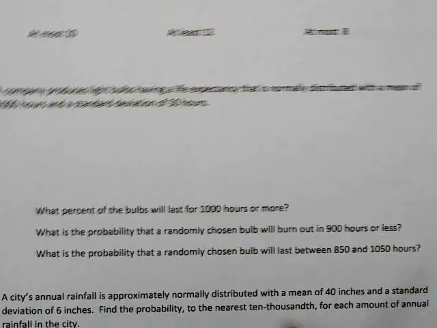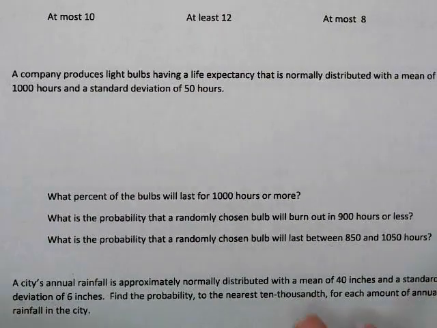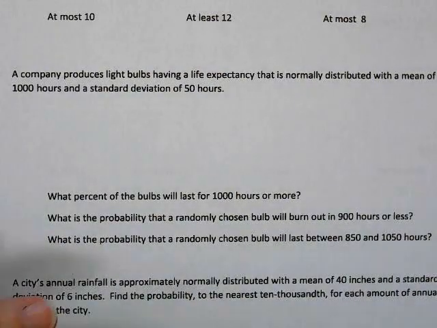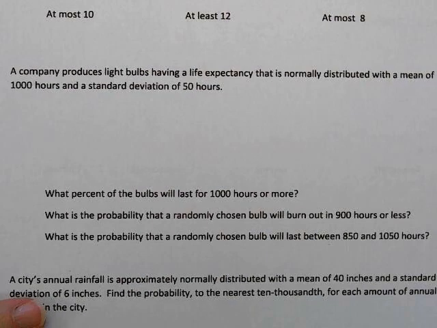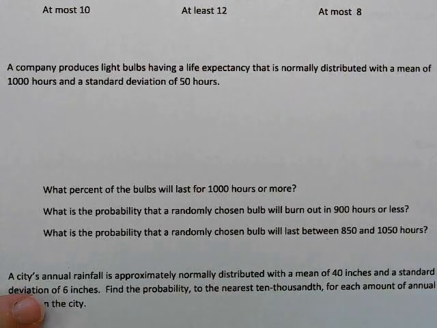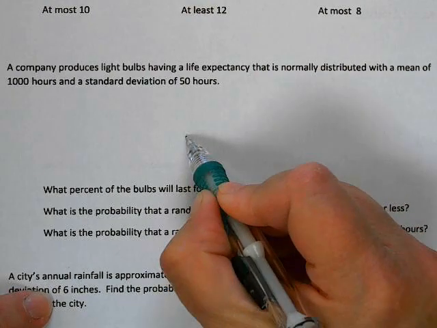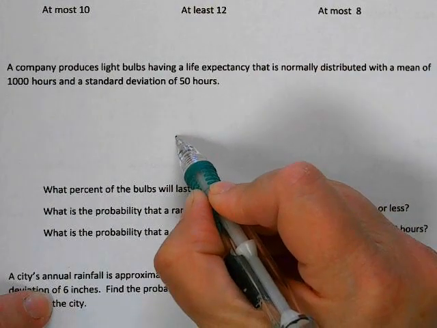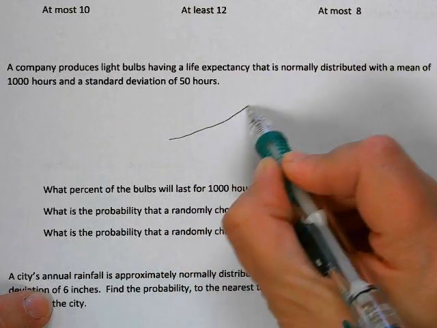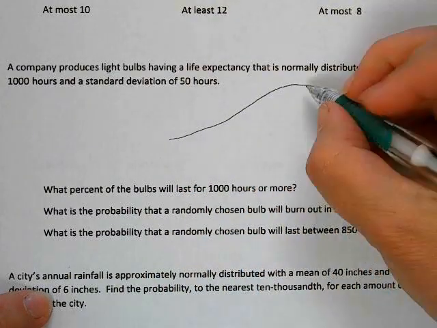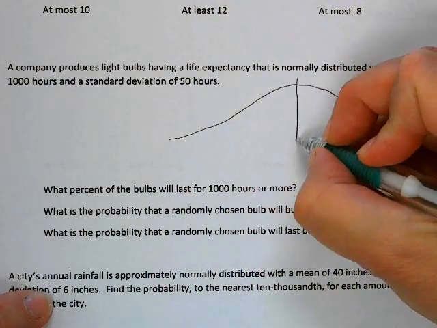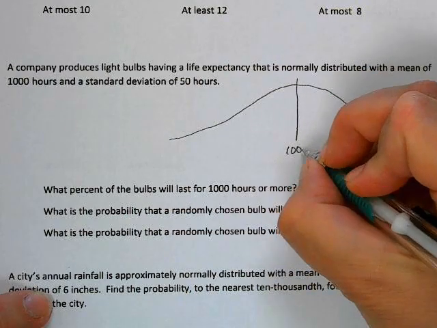Let's look at example 2. So this one deals with a company producing light bulbs, and the life expectancy of the light bulb, how long it will keep shining, is normally distributed. The average number of hours that the light bulb shines is 1,000. I'm going to make my curve a little bigger this time just so I have room to write these large numbers. So the mean goes in the middle, that's 1,000.